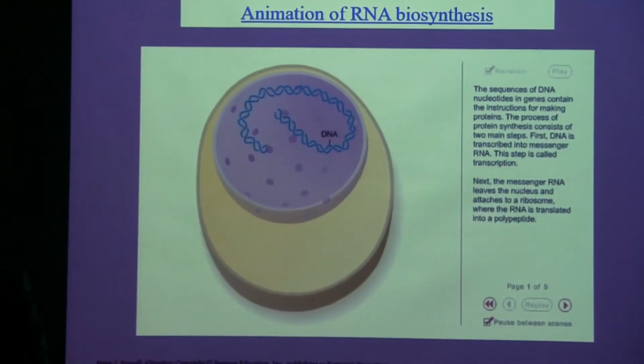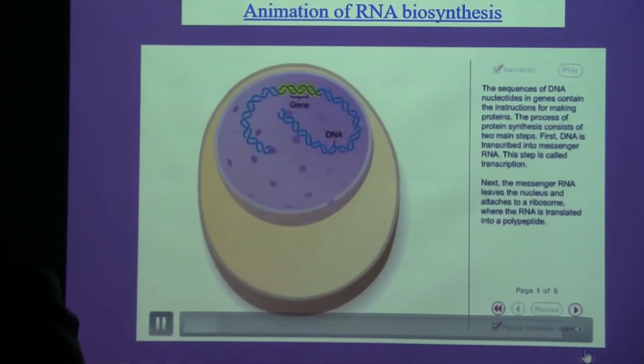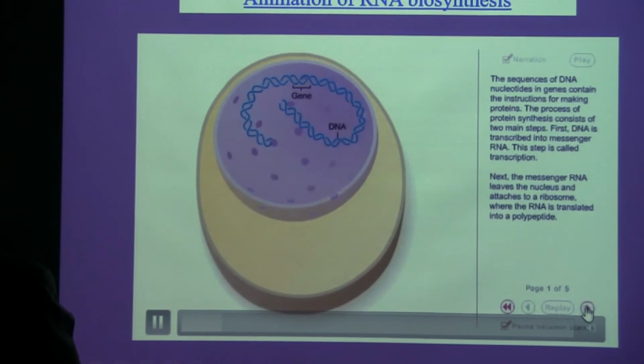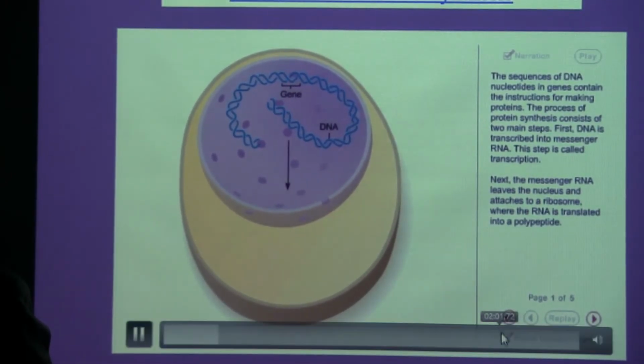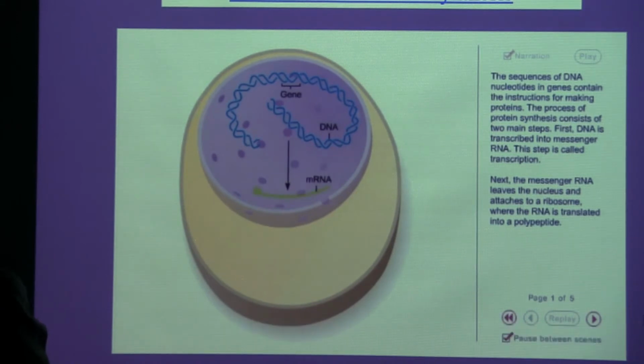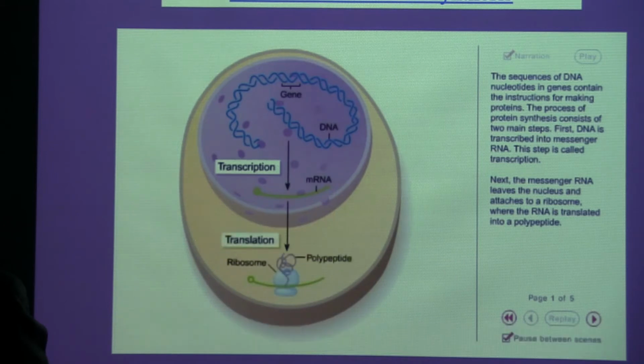Sequences of DNA nucleotides in genes contain the instructions for making proteins. The process of protein synthesis consists of two main steps. First, DNA is transcribed into messenger RNA. This step is called transcription. Next, the messenger RNA leaves the nucleus and attaches to a ribosome, where the RNA is translated into a polypeptide.